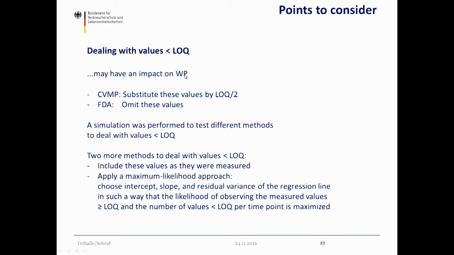Dealing with less than values, they may have an impact on the withdrawal time. The CVMP would substitute these values by half their limit, and the FDA would omit these values. Werner has performed a simulation to test different methods to deal with less than values, and 2 more methods were included. One is to include the values as they were measured, since sometimes values below the limit of quantification are reported. They are not reliable, but they exist in the data files. And you can also apply a maximum likelihood approach.